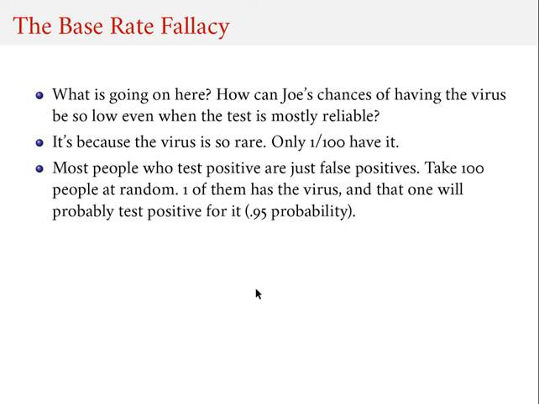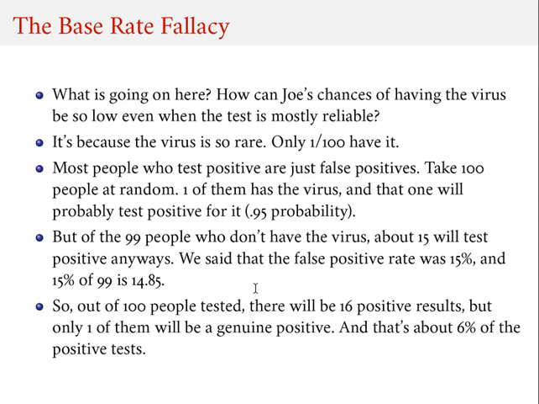So what I'm trying to explain to you is that regardless of the fact that the test is very, very reliable, because there are so few people in the population who have the virus, there are going to be many people who get a false positive. 15% of people who don't have it are going to test positive for it. And that's a huge number of false positives compared to the number of people who actually do have it and correctly test positive. So if we just think of 100 people, 1 over 16 of those who test positive actually have it.